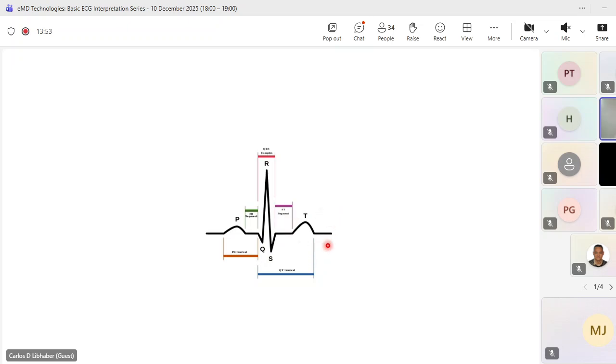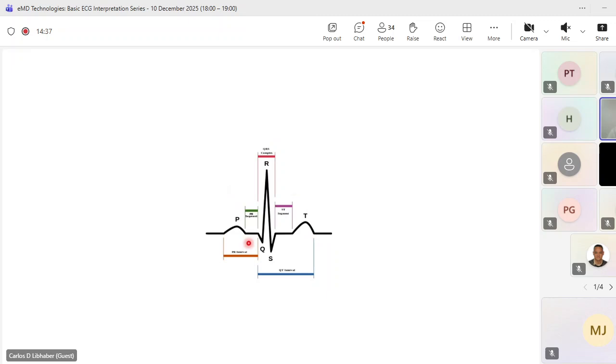You know why the name is so simple? Why the waves were named P, Q, R, S, T, like the alphabet? It makes too much sense. It's because the one that named it wasn't a physician. That's why it was made simple. This you see in the same line that we call the isoelectric line: start the P, start the QRS, start the T.